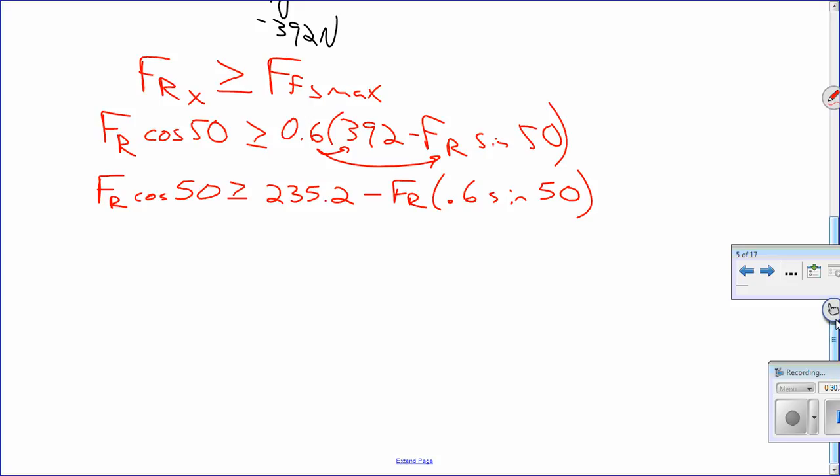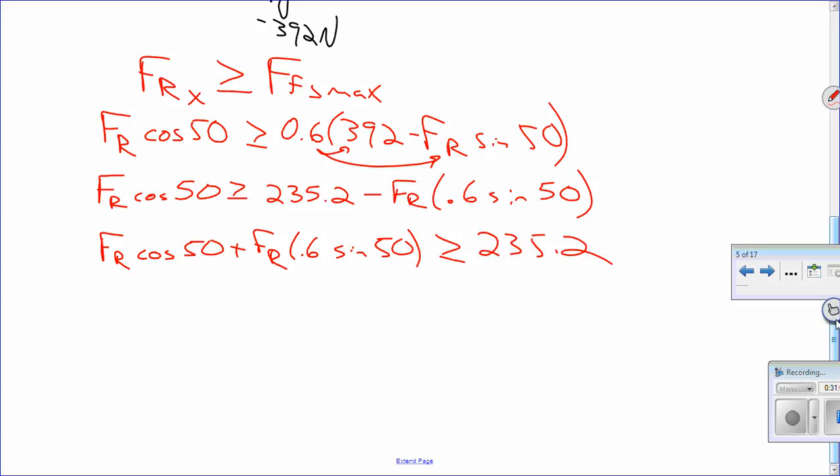Okay, so now, algebra, what do I want to do? I want F_R to be all on the same side. So let's add F_R times 0.6 sine 50. So you get F_R cosine of 50 plus F_R times 0.6 sine 50. That's going to be greater than 235.2.